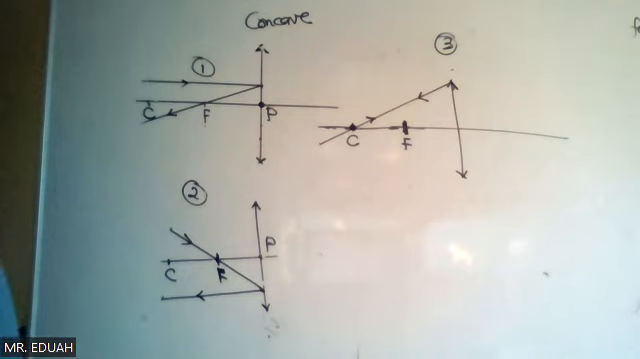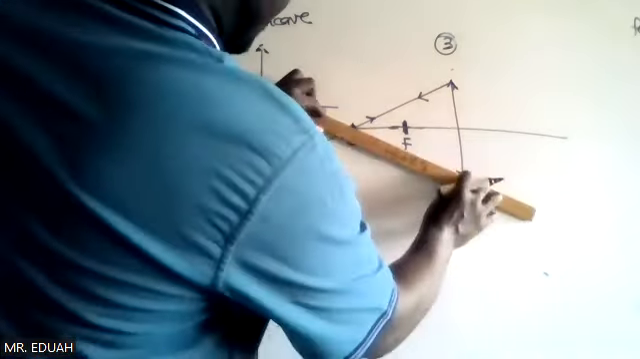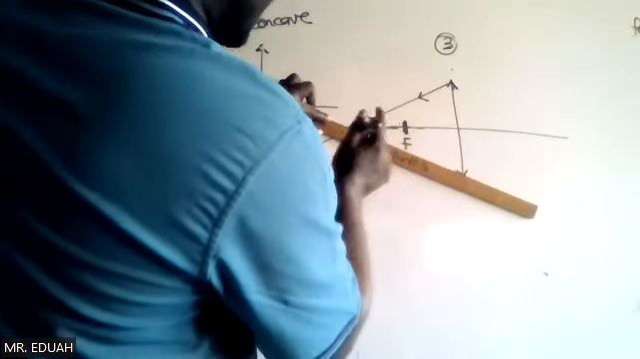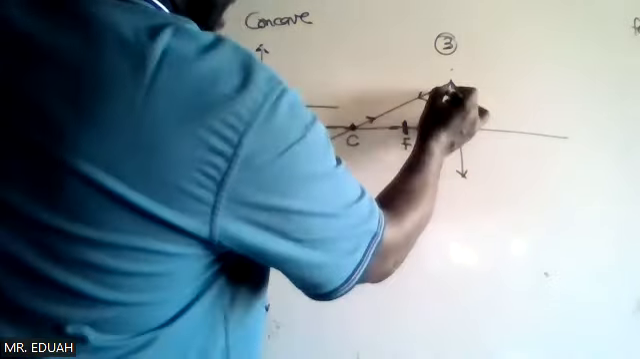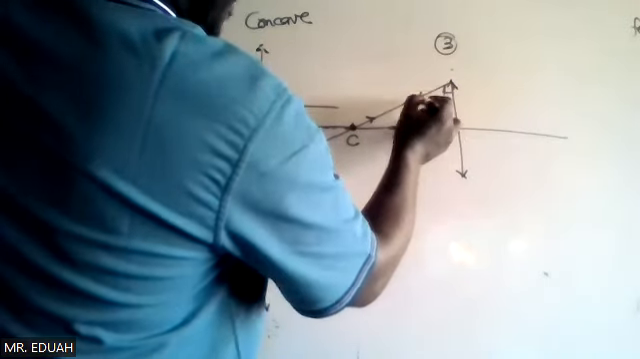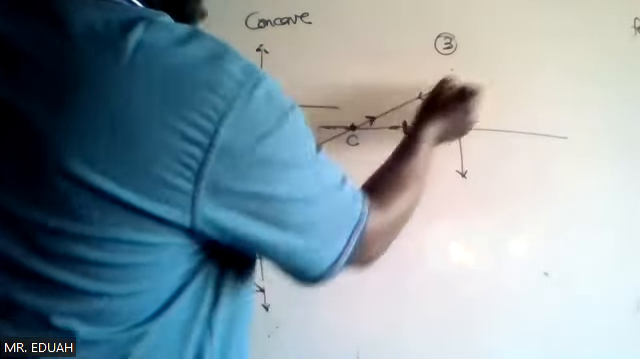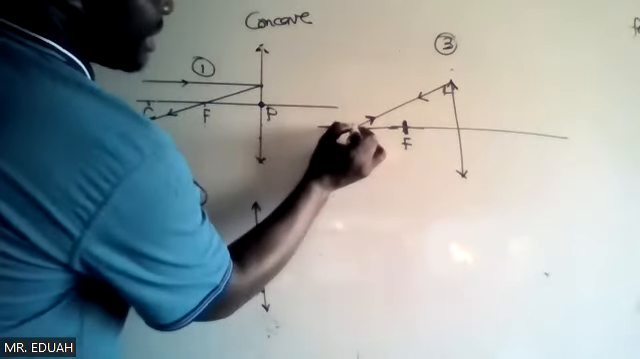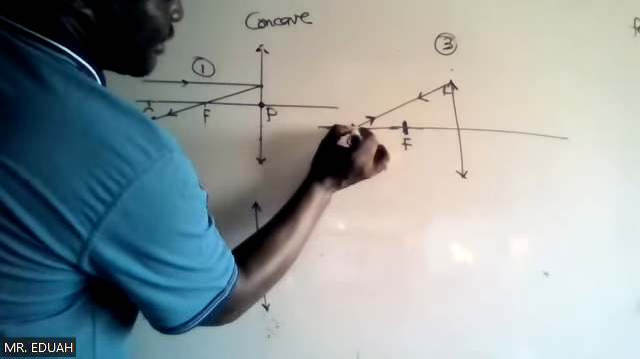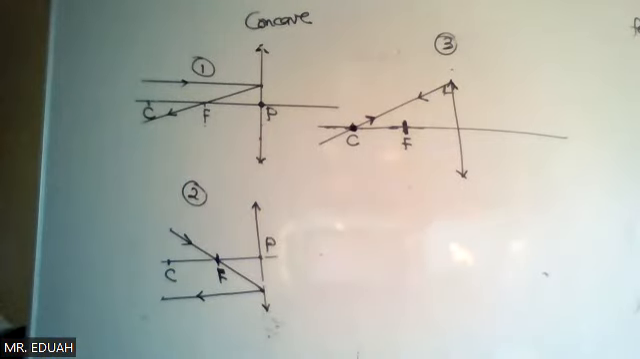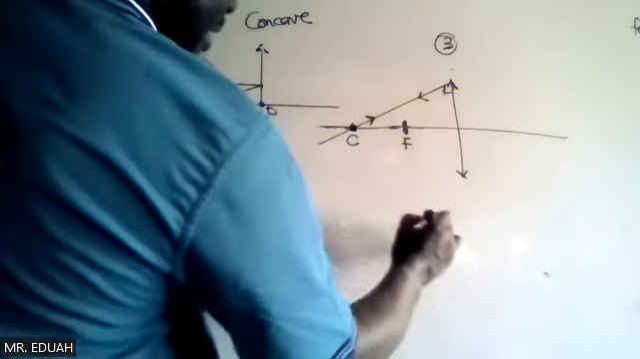But note that the rays must always come from the objects. No matter where the ray is coming from, if it is just hitting the mirror at 90 degrees, it would reflect and pass through the same point, either converging or passing through a point on the principal axis. And this is the center of curvature. And the final rule is this.